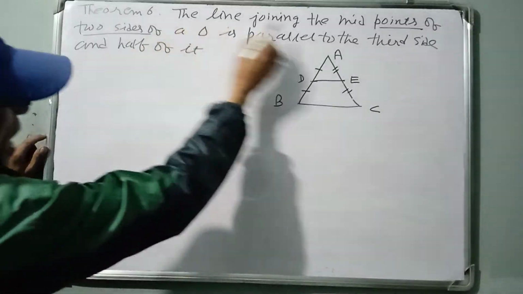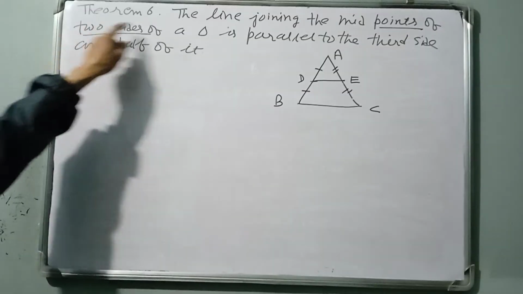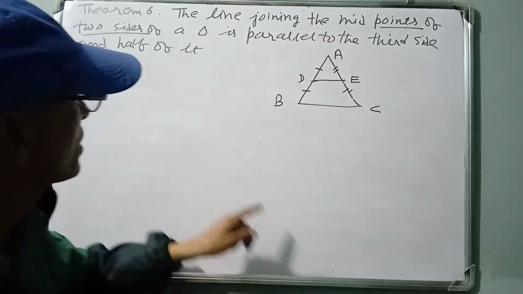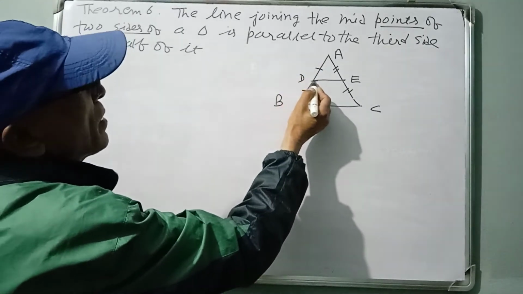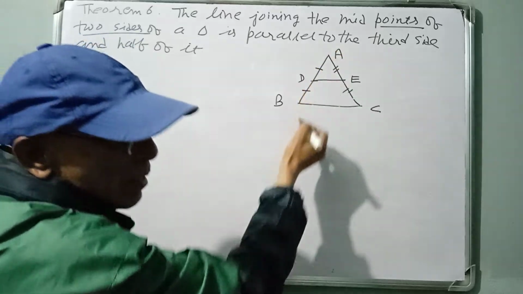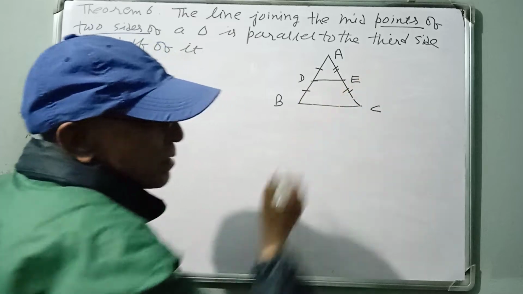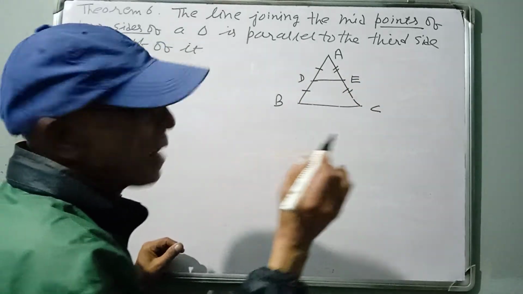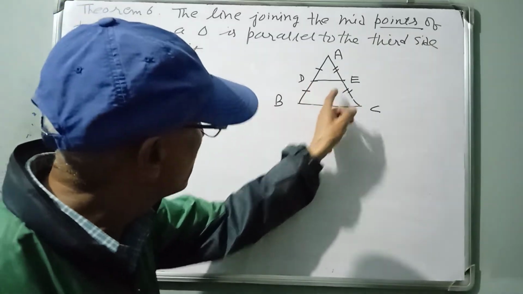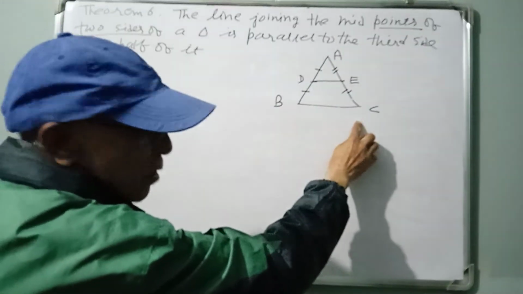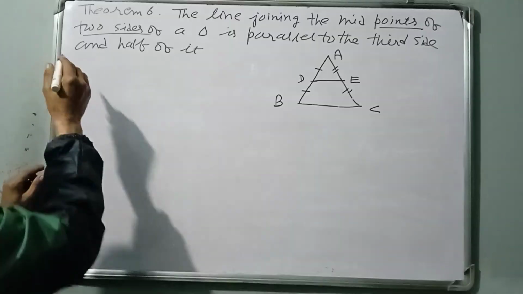What is given? The line joining the midpoints of two sides of a triangle. Means draw triangle ABC, and two points are there, D and E. D is the midpoint of AB, E is the midpoint of AC. The midpoints are joined, a line is formed, that is DE. And what to prove? This line DE is parallel to the third side BC and half of the third side BC.